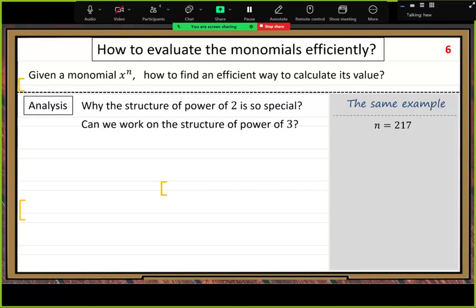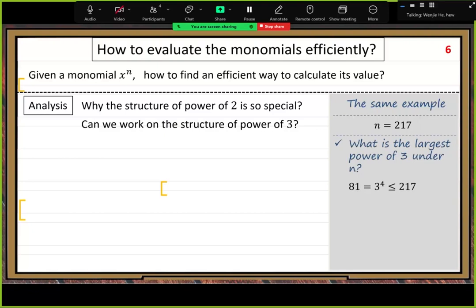Similar step. What is the largest power of 3 less than or equal to this number? We need to find that number first. 81. 3 to the 4th, 81. Because 3 to the 5th, 243, would be greater than this number, n. So we cannot take 3 to the 5th. So we have to take 81, 3 to the 4th first.